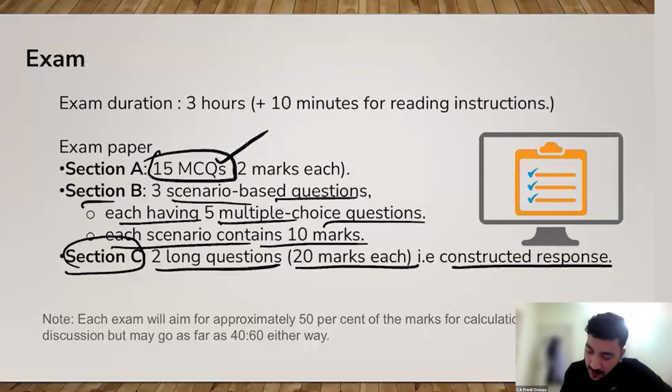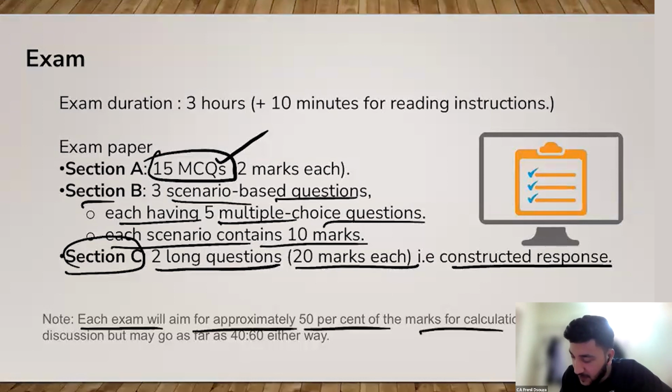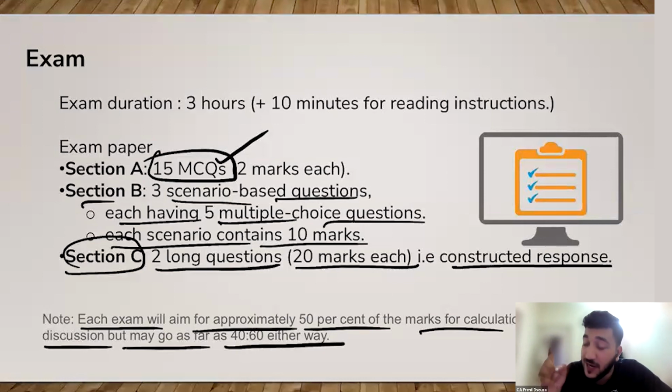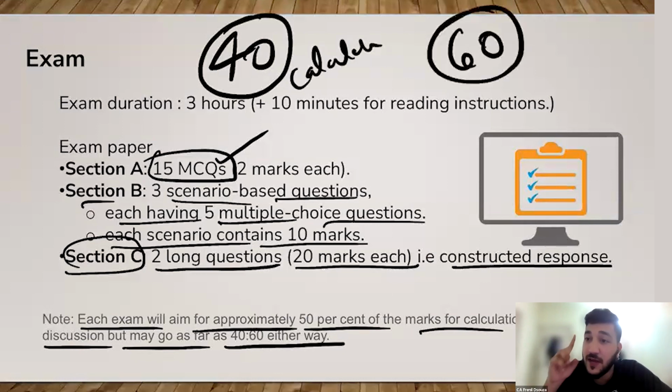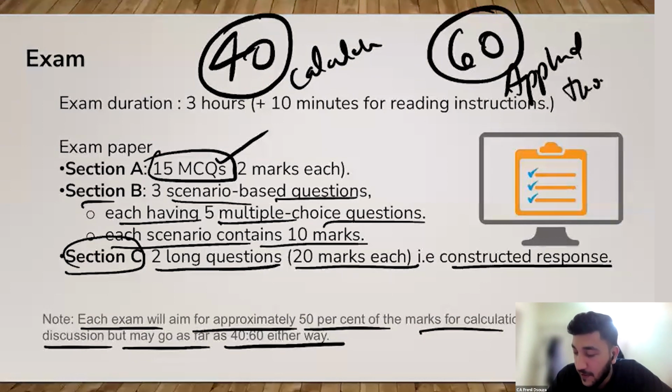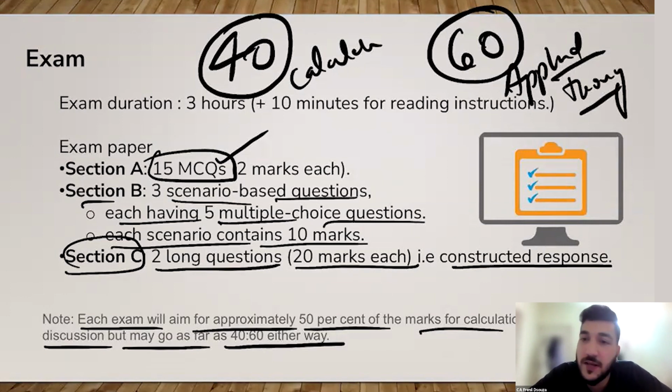Next, there is a note. Each exam will aim for approximately 50% of the marks for calculations and 50% for discussion, but may also go as far as 40-60 either way. What I have observed is that 40 marks straight out of calculations, 60 marks is for applied theory. It is true. This is how this entire examination is going to be.